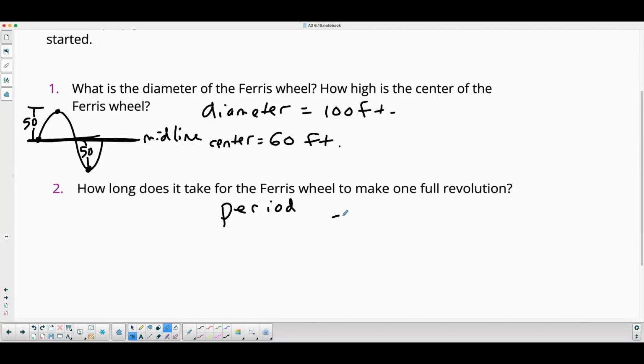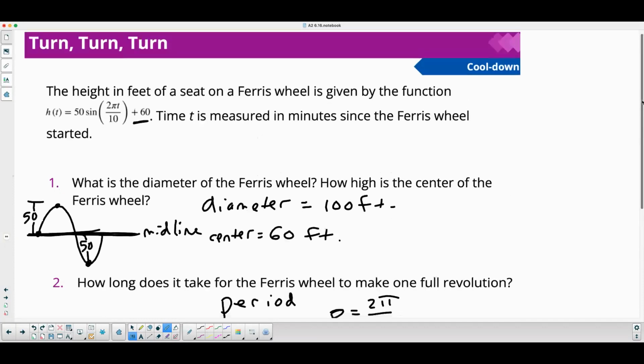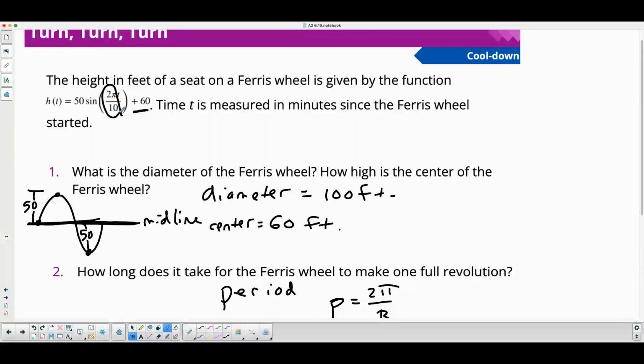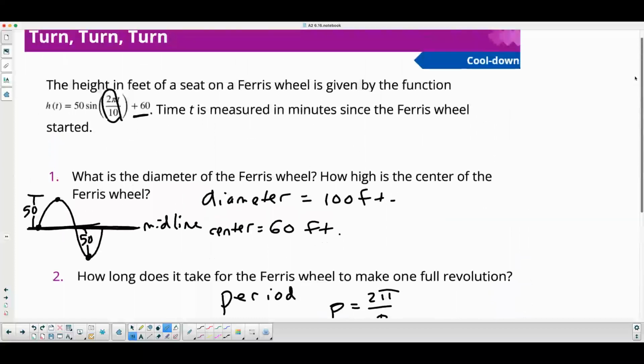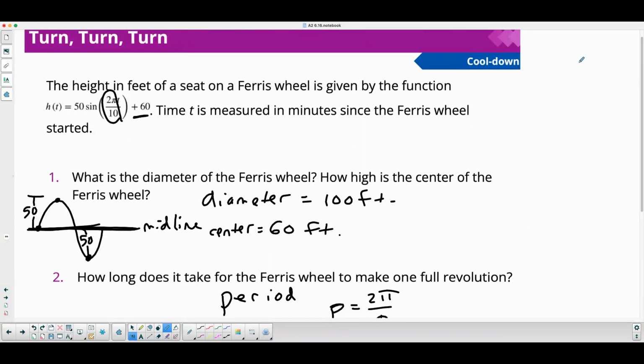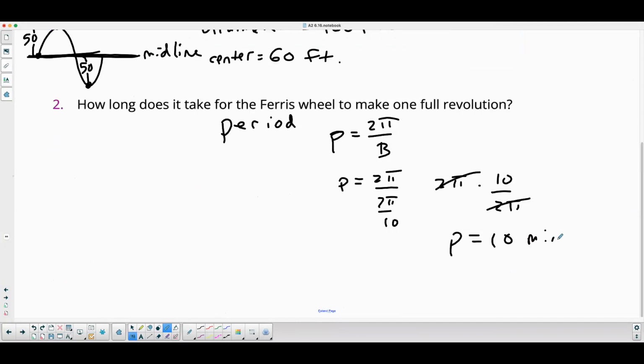So period equals 2 pi over b. 2 pi, let me go back up to the function. 2 pi over, this is my b, my value right in front of my angle, my variable. In this case, it's t for time. So I already forgot it. It was 2 pi over 10. So 2 pi times 10 over 2 pi cancels those, so I just get 10 for my period. And my unit was, I believe it was minutes, feet, and time is in minutes. So yeah. Right.